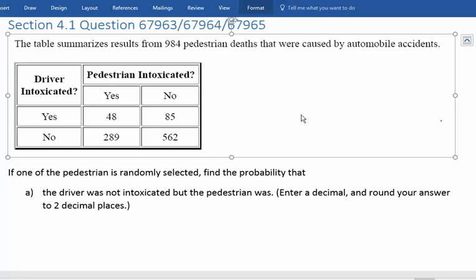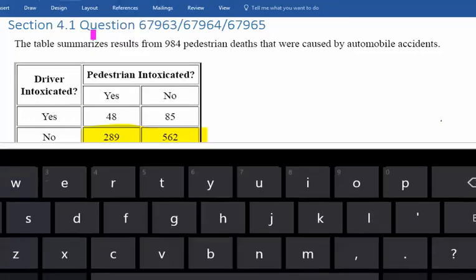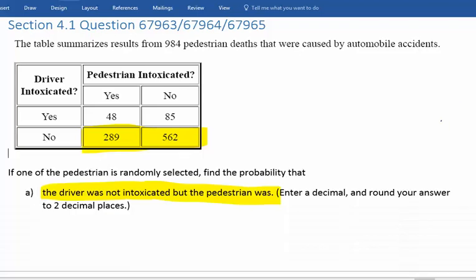If one of the pedestrian deaths is randomly selected, find the probability that, let me highlight this, the driver was not intoxicated, but the pedestrian was. So the second row means the driver was not intoxicated. And the first column means the pedestrian was intoxicated.